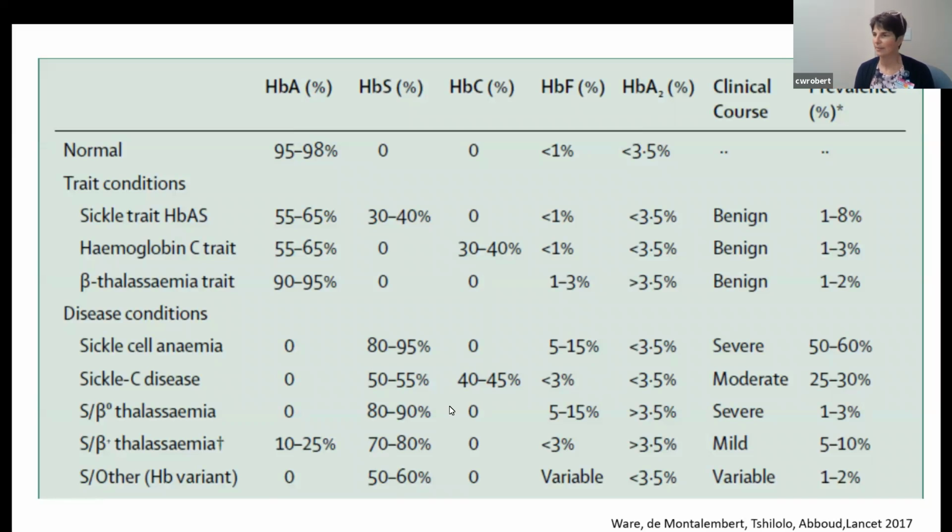The second most common type is the SC type sickle cell, where someone's got the sickle from one parent, C from the other. That's usually a more mild to moderate course. And on there, if you were to do electrophoresis, they'd have about 55% sickle, about 45% C hemoglobin.